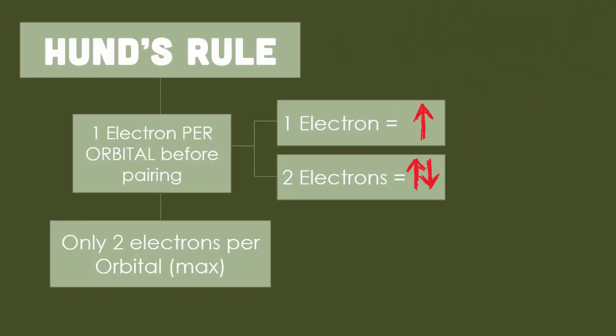So the last rule that we have to talk about is Hund's rule. Hund's rule states that 1 electron per orbital before pairing. So you can only put 1 electron facing upwards, or 2 electrons, 1 upward arrow and 1 downward arrow. And again, in each orbital, you can only fit a maximum of 2 electrons.